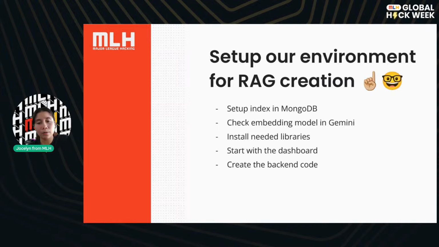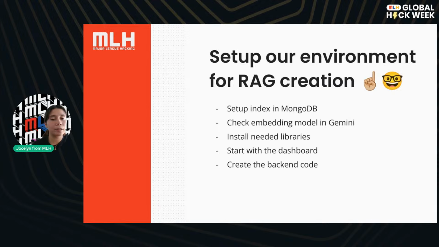Okay, so now we're going to jump into the project building part, and we are just in time to set up our environment for the RAG creation. So the first thing that we're going to be doing, we're going to create an account in MongoDB in case that you haven't. We're going to set up the base cluster. Then we're going to set up our index for the vector search in MongoDB. We're going to be creating a database and a collection in MongoDB directly on the UI.